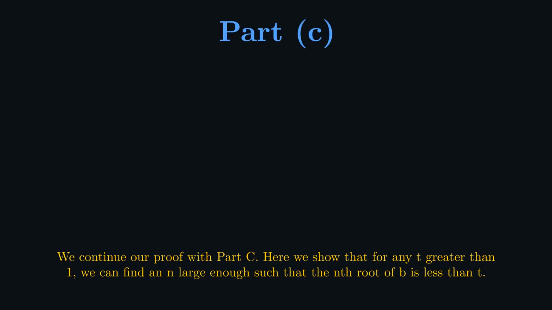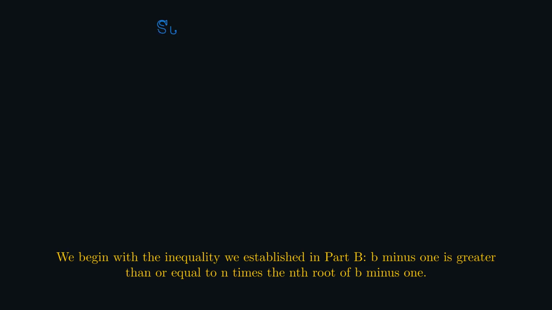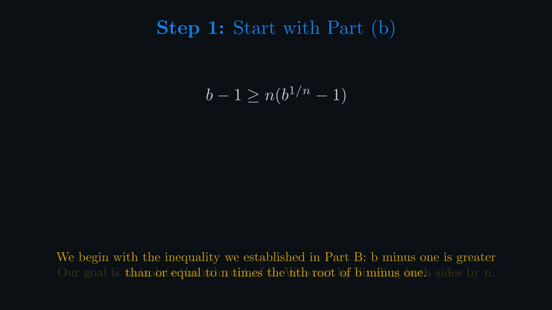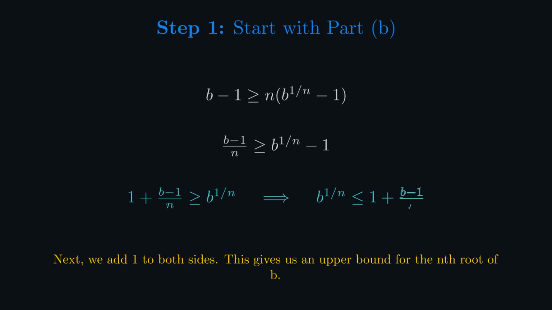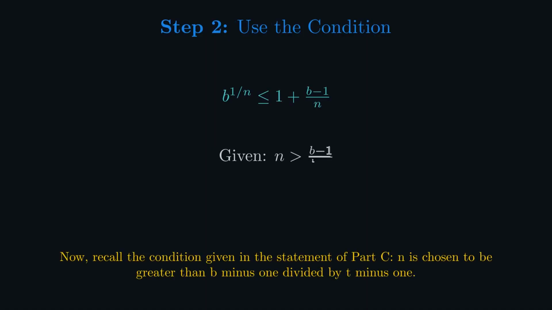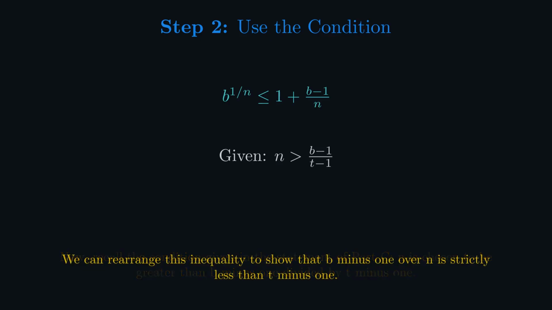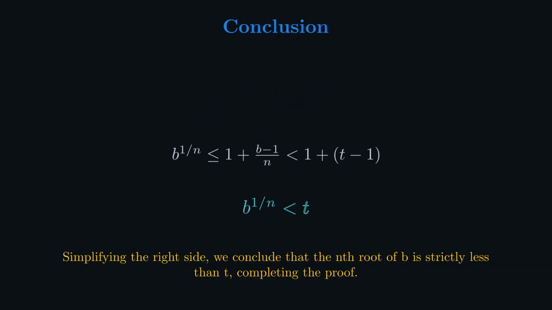We continue with part C. Our objective is to prove that for any value t greater than 1, the nth root of b is strictly less than t, provided n is sufficiently large. We begin with the result established in part B. By rearranging this inequality, dividing by n and adding 1 to both sides, we establish an explicit upper bound for the nth root of b. Now, we use the given condition on n. This specific choice guarantees that the fractional term in our upper bound is strictly less than t minus 1. Combining these results, we see that the nth root of b is less than a value which simplifies directly to t. This confirms the strict inequality and completes the proof for part C.